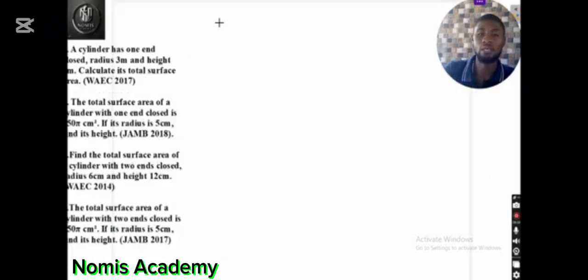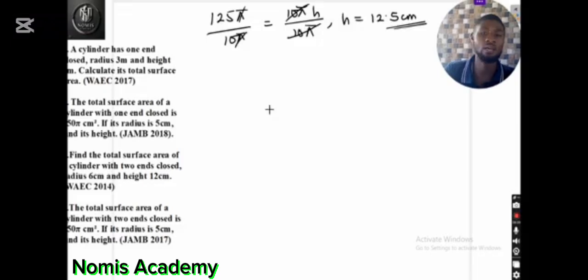So when we divide both sides by 10 pi, 125 pi divided by 10 pi is equal to 10 pi multiplied by h all over 10 pi. So this cancels this, pi cancels pi, so this becomes 12.5. So we say our height is 12.5 centimeter, and that's the answer to that question.